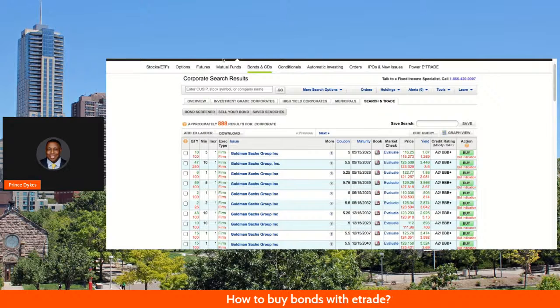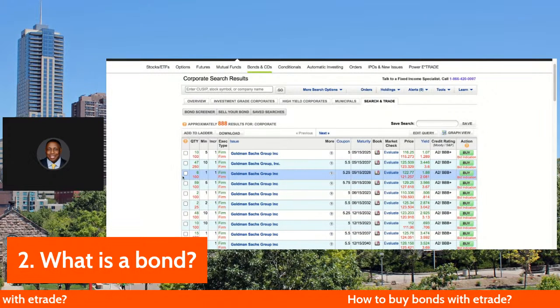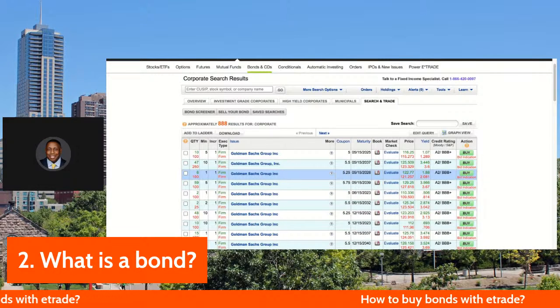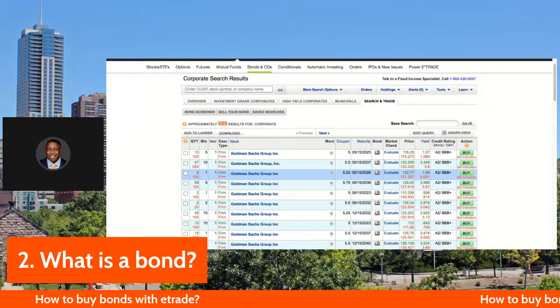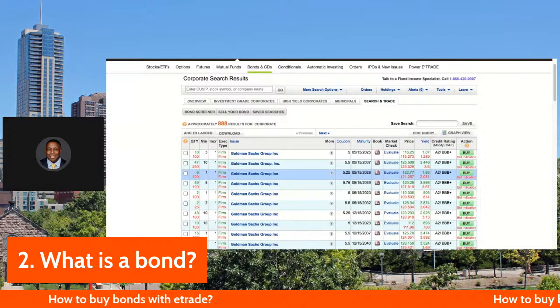Now, some people tuning in may turn around and say, Prince, what is a bond? A bond, pretty much, you're buying somebody else's debt. Take Goldman Sachs. They're trying to raise money. Goldman Sachs may be trying to raise, let's say, $1 million to, I don't know, build a new building, hypothetically. So they say, hey, would you let us borrow some money? And in return for you letting us borrow money, we're going to pay you back with interest over the next 5 years or 10 years.